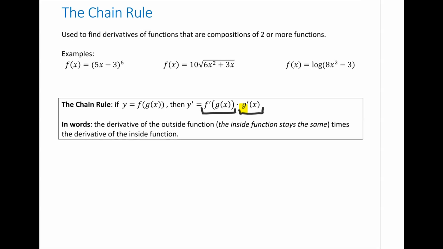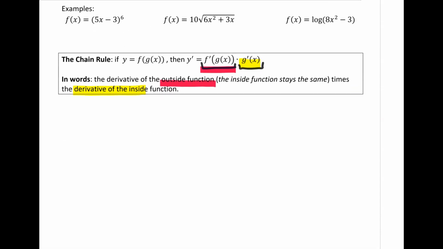Again, this part here is the inside, the derivative of the inside, and this first part here, which we'll highlight in red, is your derivative of the outside function. We're going to do some examples, and hopefully those will help to clear this idea up. For me, when I do problems, I'm going to refer to this as doing the derivative of the outside times the derivative of the inside.